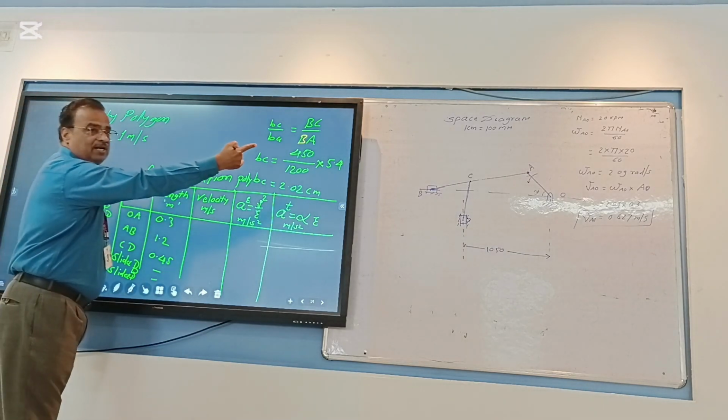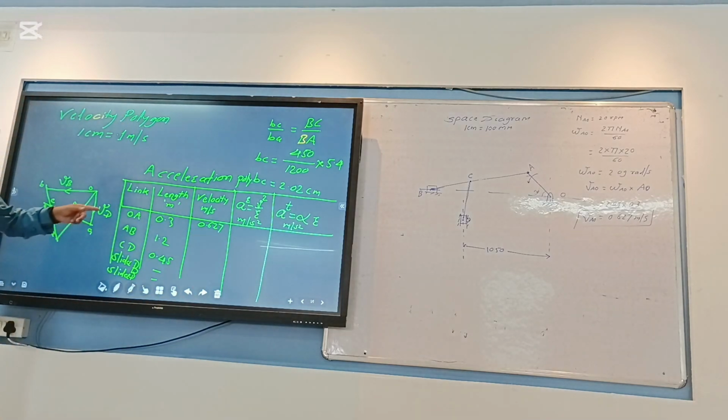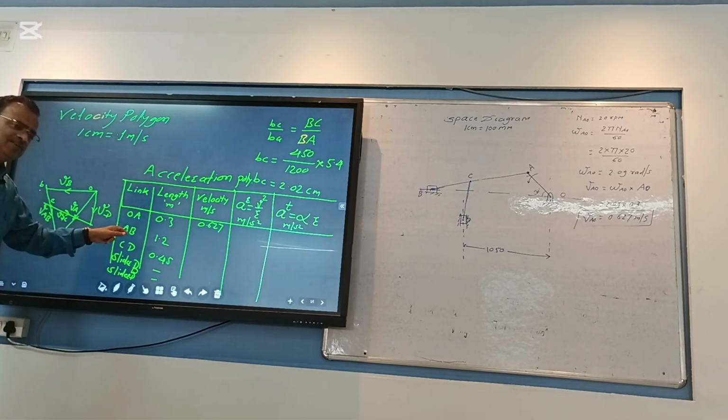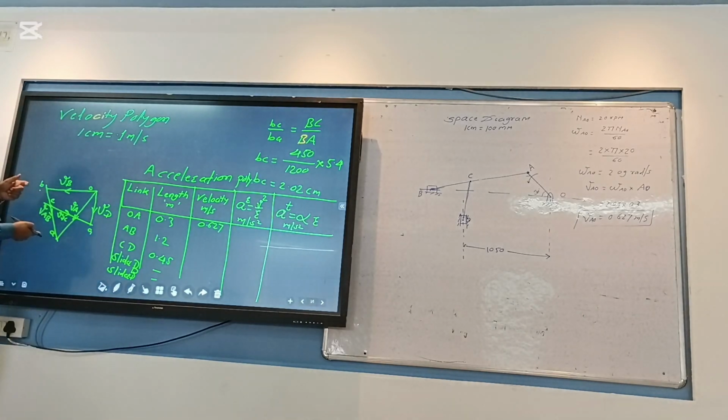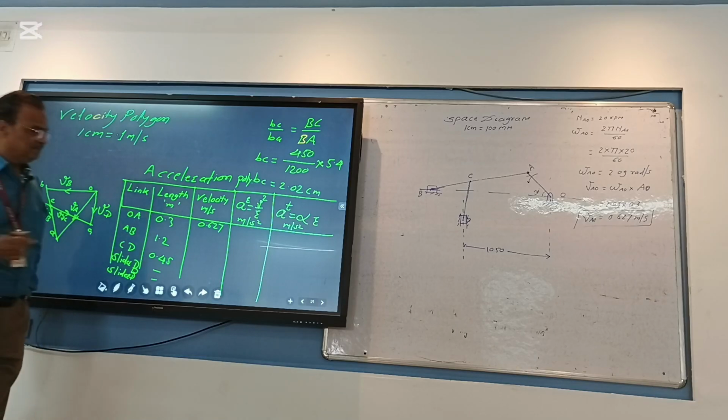Velocity of link OA we have calculated, 0.627 meter per second. Now the velocity of AB you will get here. You have to just measure this vector AB from the velocity polygon, multiply this vector with the scale, and you will get the velocity of AB in meter per second. Getting or not? Whose velocity do I want? AB's. Come here in the velocity polygon, measure this vector AB, multiply with the scale 0.1, and you will get the velocity of AB.